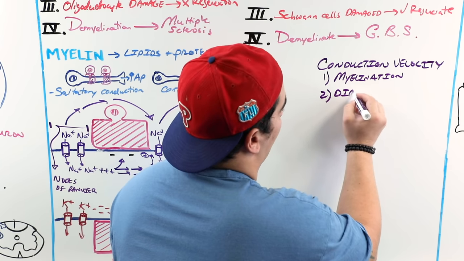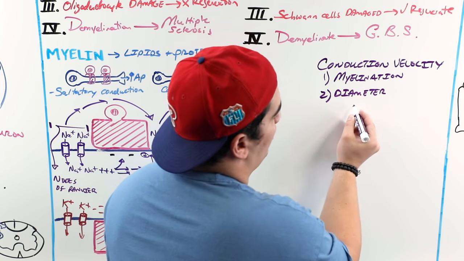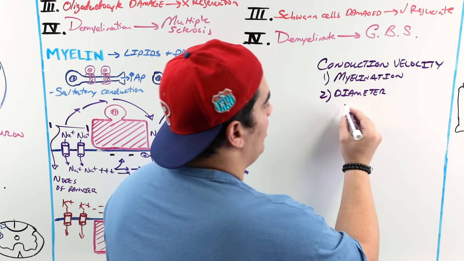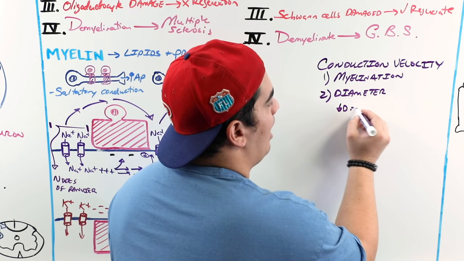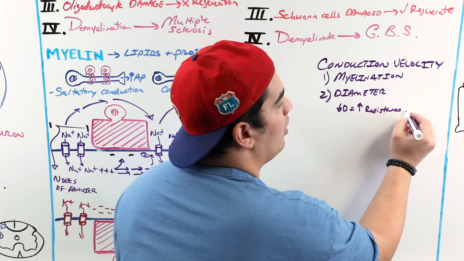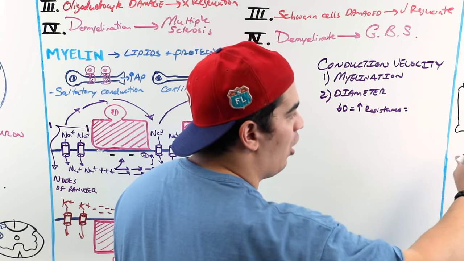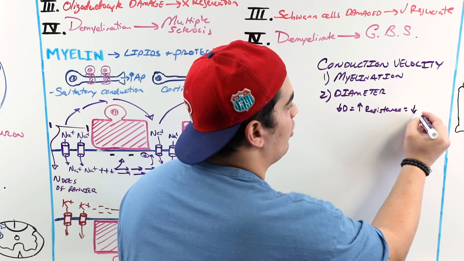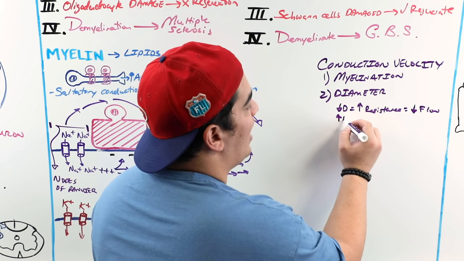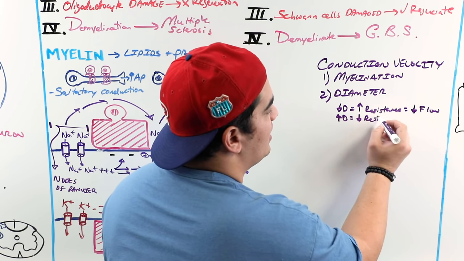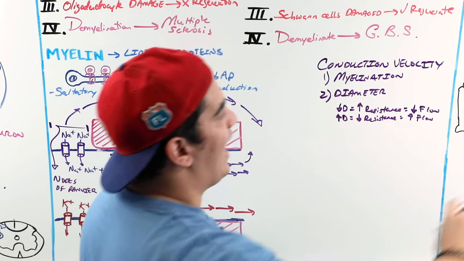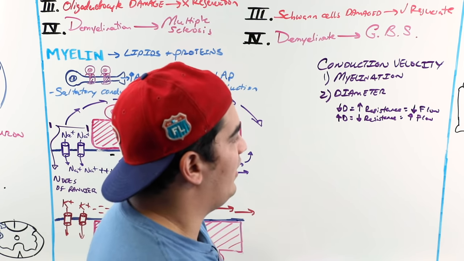The second thing is diameter. Think about this. It's relatively straightforward when you think about diameter. If you have some type of axon that has a small diameter, that means more resistance, right? And if you have more resistance to flow, what does that mean for the actual flow of charge? That means that there's going to be a decrease in flow, in this case, charge. So if we have a large diameter, that'll decrease the resistance of charge flowing, and that'll actually increase the flow of charge down the axon. So conduction velocity is dependent upon these two things.